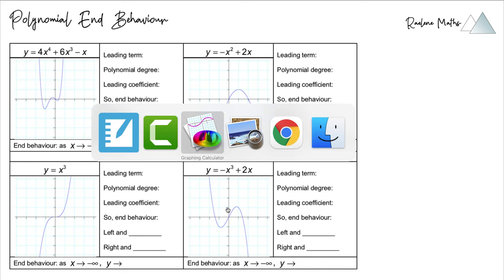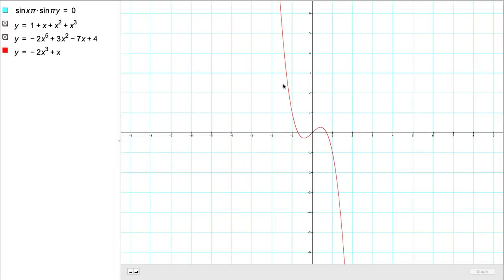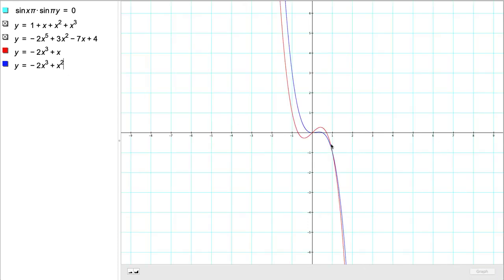Let's take a look at our last graph. We had y equals negative 2x cubed plus x. And so the end behavior said that as x goes to the left, y goes up, and as x goes to the right, y goes down. We can take a look at another polynomial with the same leading term, so another cubic polynomial. I'll make it in blue. And we can see that different behaviors happen. So let me maybe make it negative 2x cubed plus x squared. We've got different behaviors happening here.